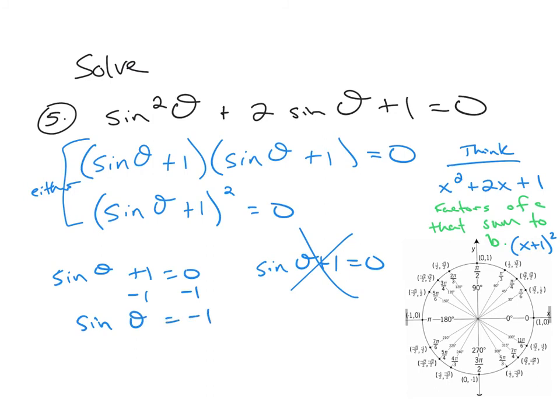Where on the unit circle do we get a -1 y value? A -1 y value only occurs at one spot. So theta equals 3 pi over 2. We only have one solution here.